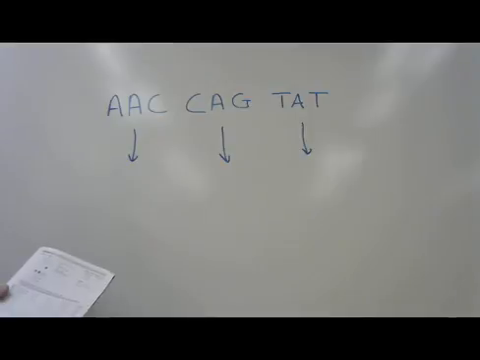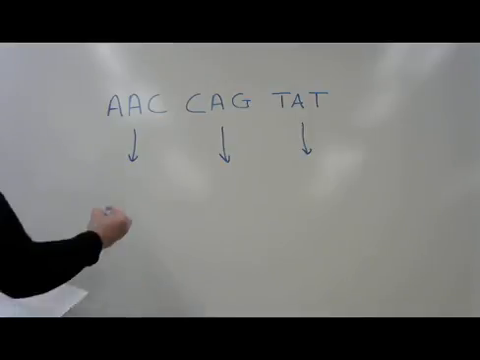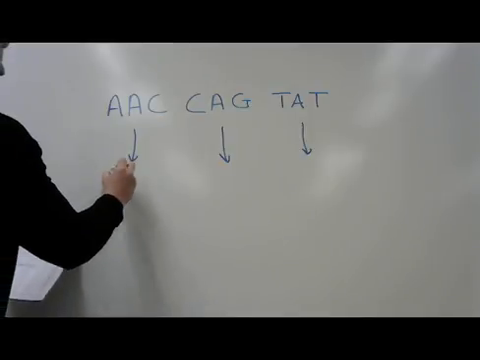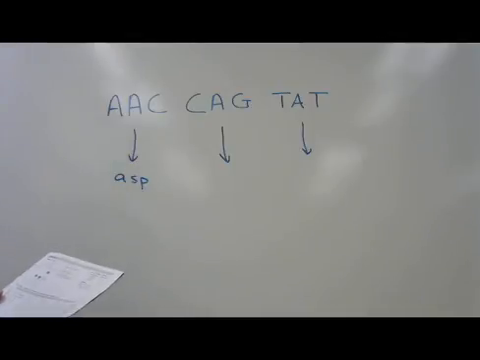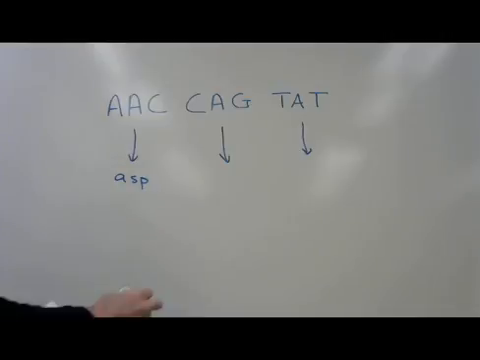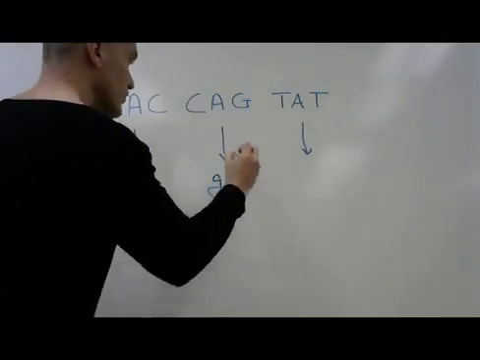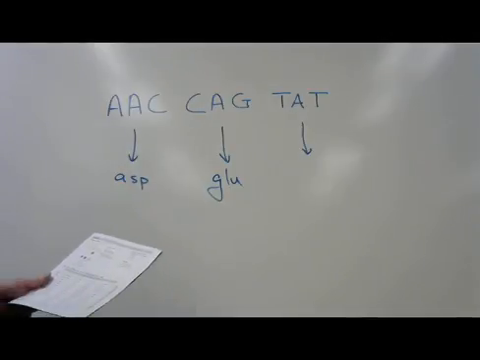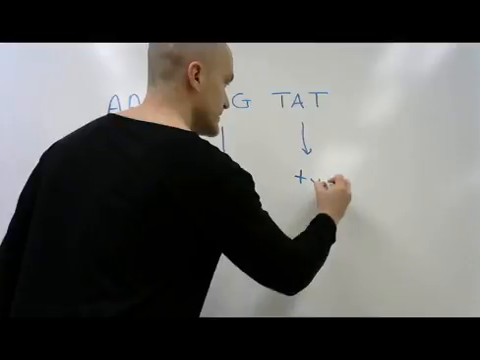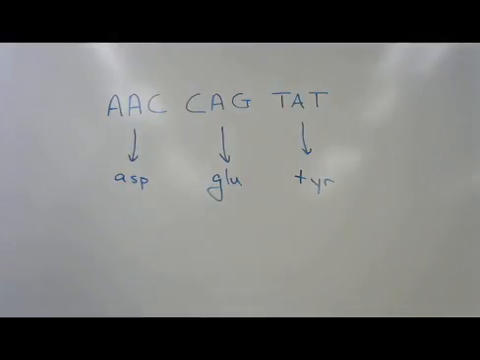So from our data book, we can look up AAC and see that this stands for asparagine. CAG, when we look that one up, stands for glutamine, and TAT stands for tyrosine. So those are the amino acids that DNA sequence would stand for.